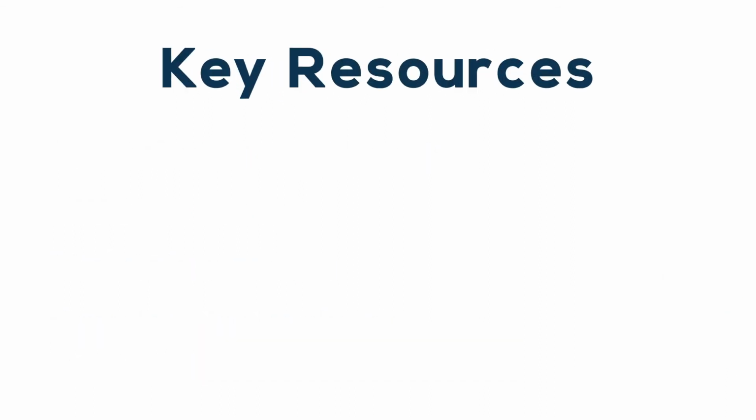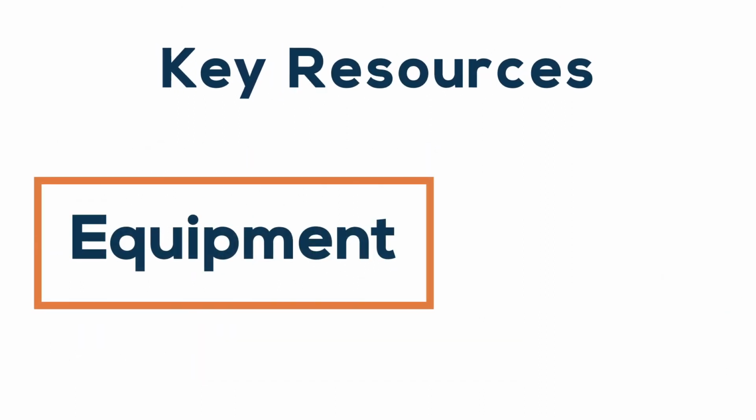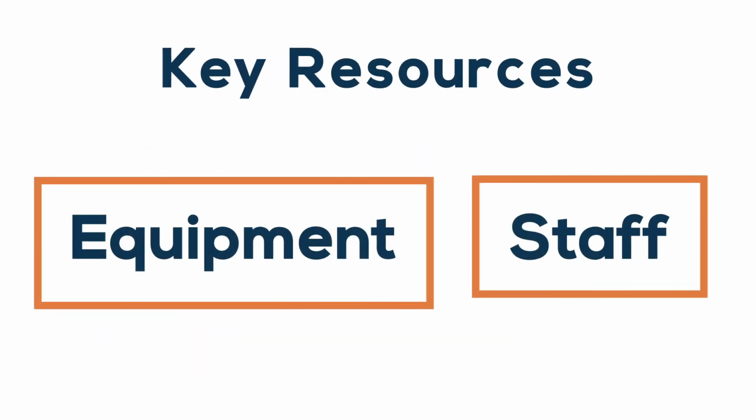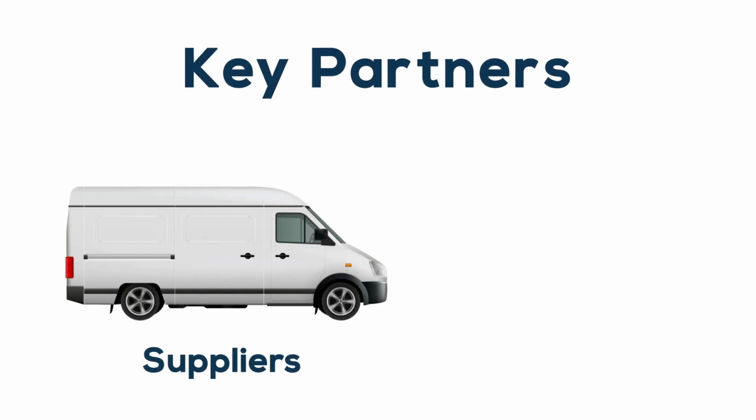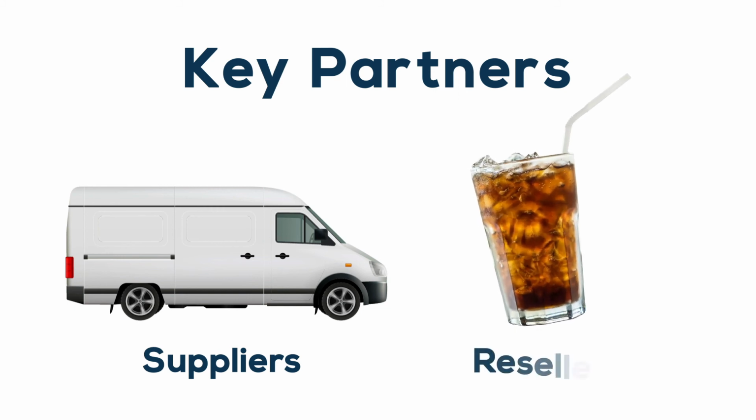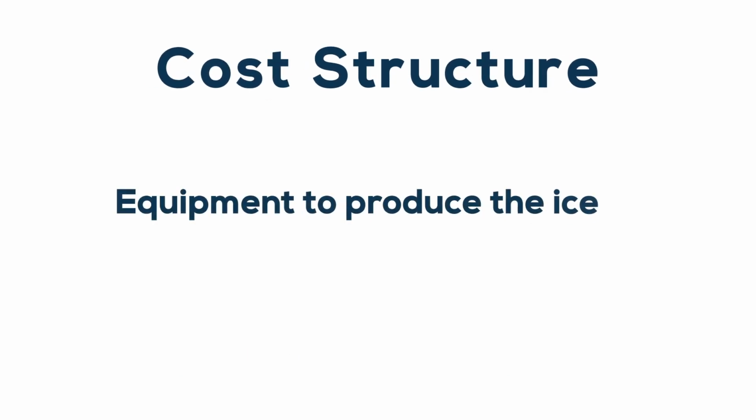In key resources, we need the equipment to produce the ice and staff to help with all of the key activities. For key partners, we have suppliers for the equipment to produce the purified ice, and also luxury resorts, restaurants, and hotels, as they could offer our products with their premium drinks. For cost structure, we need the equipment to produce the ice, and also the salary for our staff.